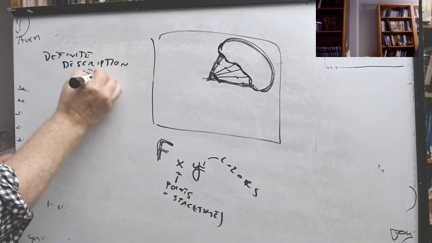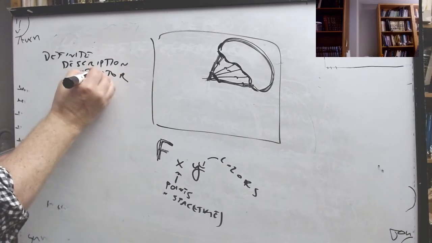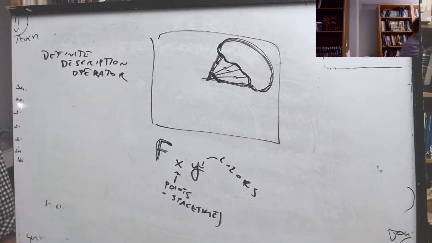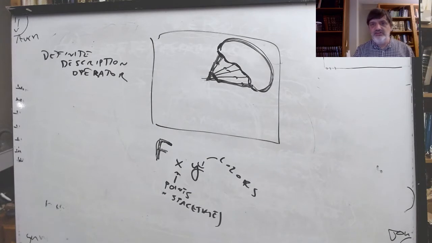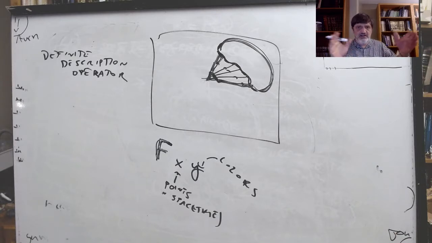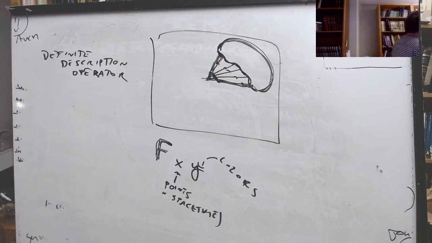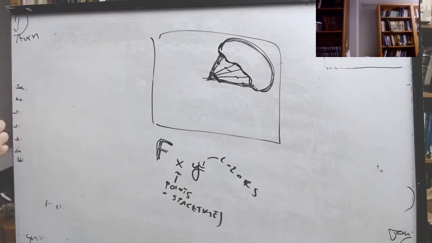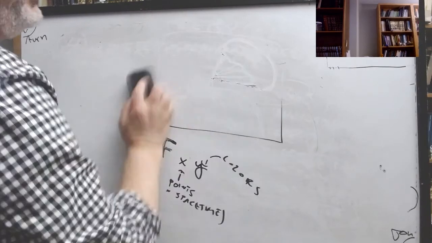By the way, to the person who said Carnap really loves math, that's true. He does love math, but math is appropriate here. We're talking about angles and distances and all that stuff. All right. Sorry. So what I wrote is definite description operator. Let me try to write that bigger and more clearly. Get rid of it.